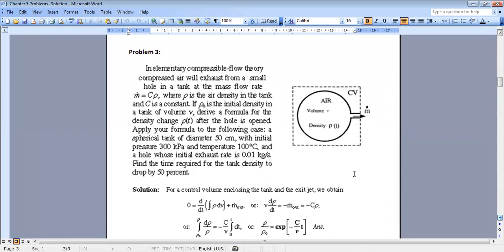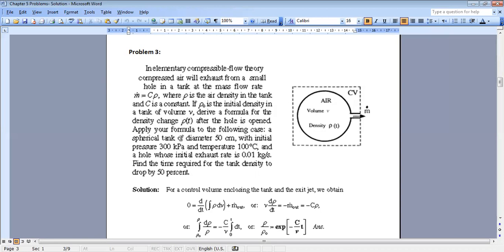Okay. In elementary compressible flow theory, compressed air will exhaust from a small hole in a tank at the mass flow rate m dot equals c times rho, where rho is the air density in the tank and c is a constant. If rho 0 is the initial density in the tank of volume V, derive a formula for the density change rho(t) after the hole is open. Apply your formula to the following case.